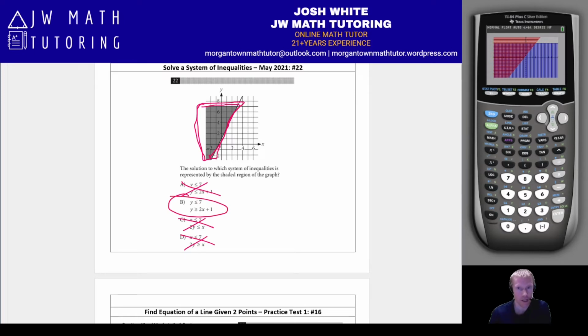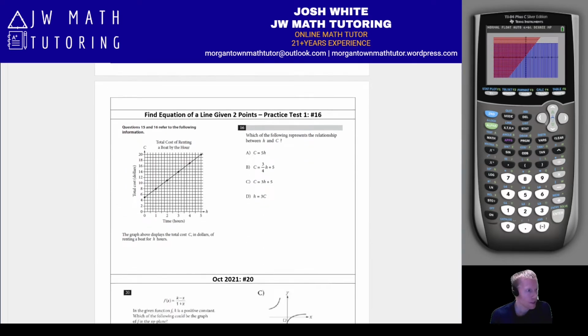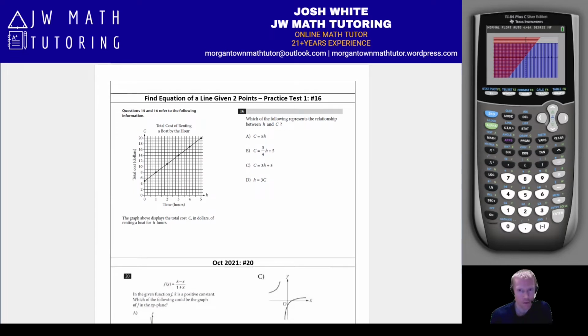Again, the whole thing can be done on the graphing calculator. Next problem we're going to look at is one from basically the College Board's practice test number 1, one of the 8 practice tests that they release.